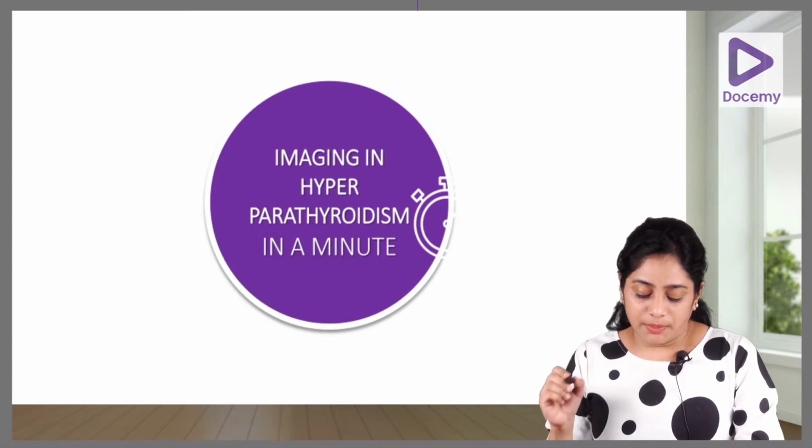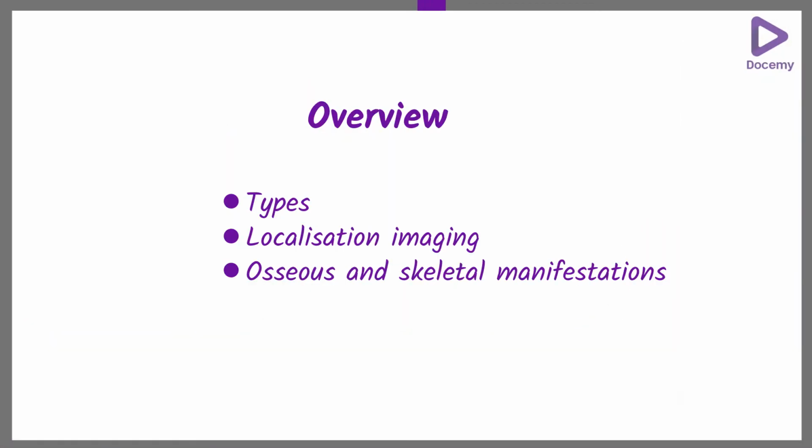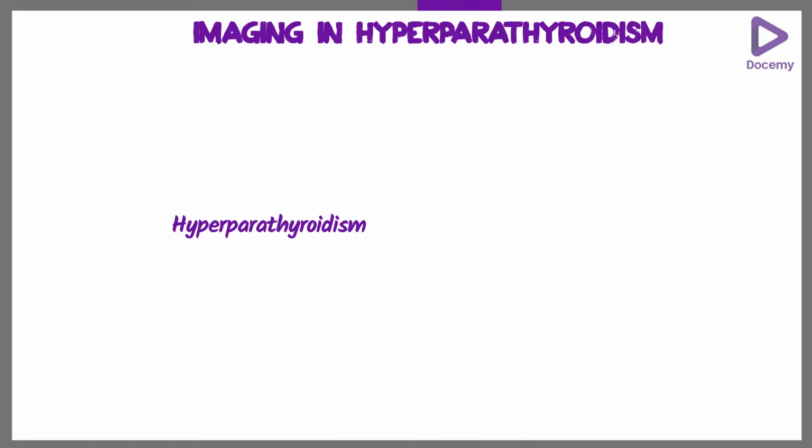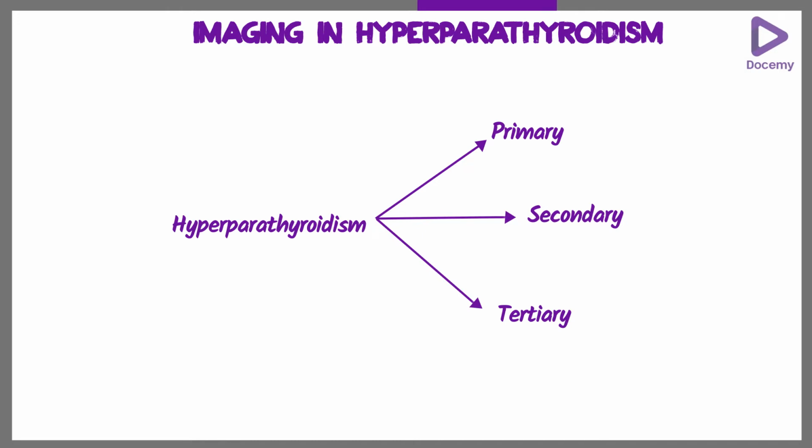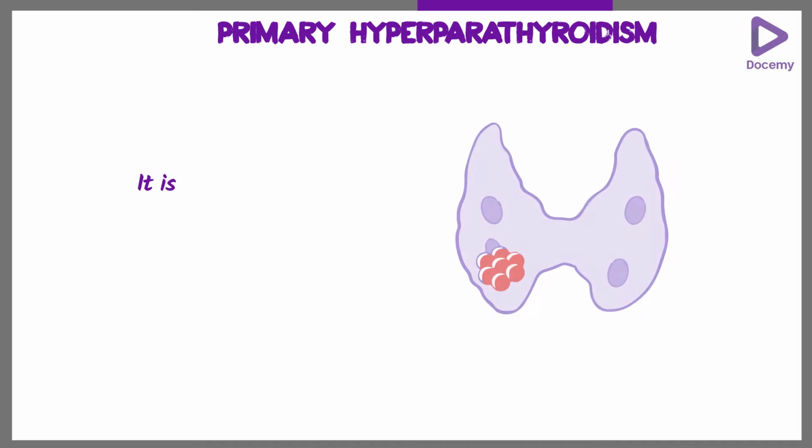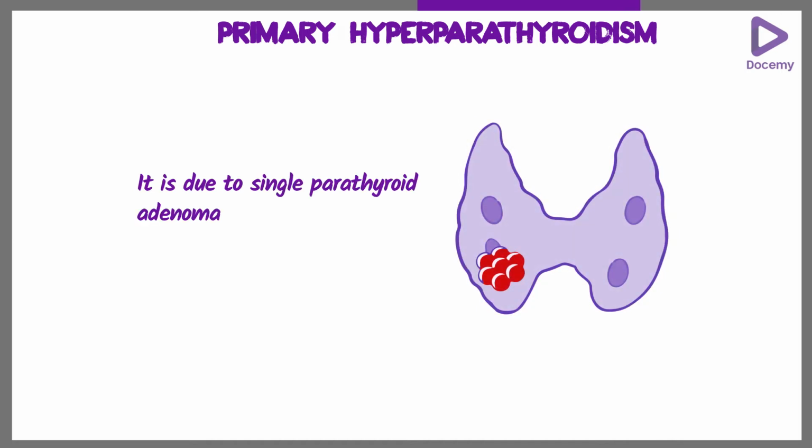Imaging in hyperparathyroidism in a minute. Hyperparathyroidism can be primary, secondary or tertiary. Primary, most often it is due to a single parathyroid adenoma, which causes increased parathyroid hormone secretion.